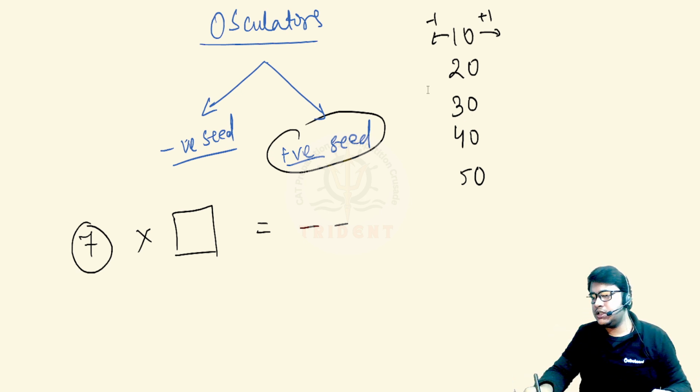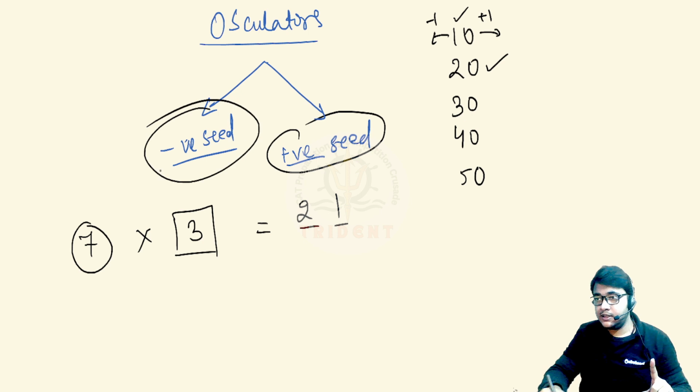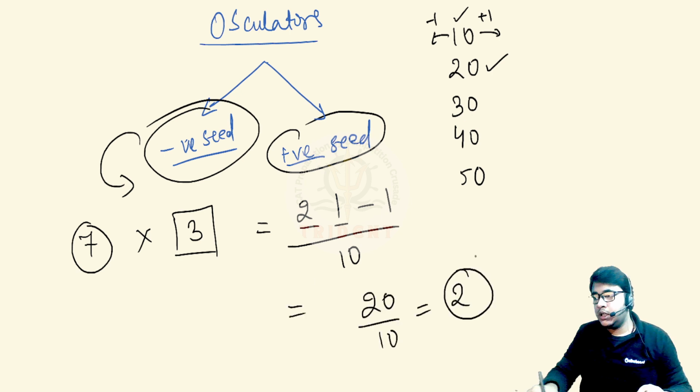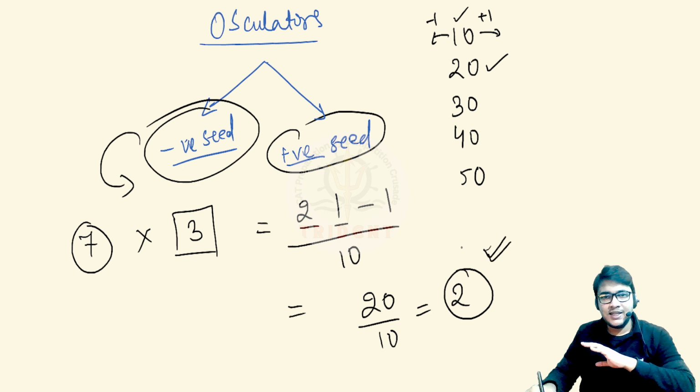So I want to reach, let's say 7 1s are 7, so I cannot reach 10. I can reach 20 because 7 3s are 21. So 21. Now please pay attention. The theory for the negative seeds says that you subtract 1 from it, then divide by 10, so you get 20 by 10, giving you a negative seed of 2. Now the process remains exactly the same.